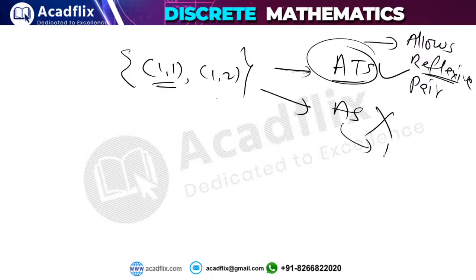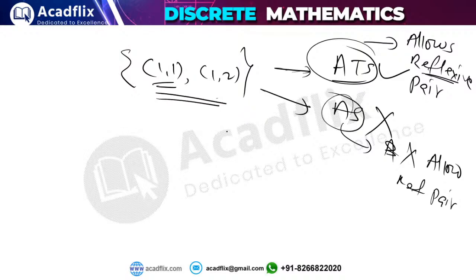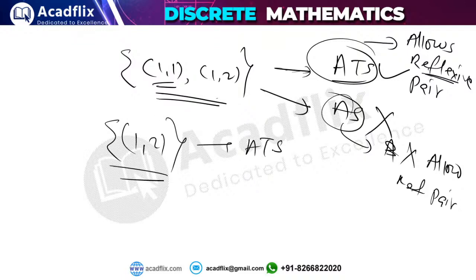Asymmetric does not allow reflexive pairs. So for example, this relation is not asymmetric. This relation is antisymmetric. For example, consider this relation. This relation is antisymmetric. This relation is asymmetric also. So this is the definition of asymmetric and antisymmetric.